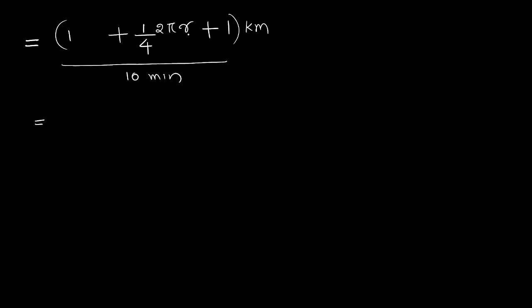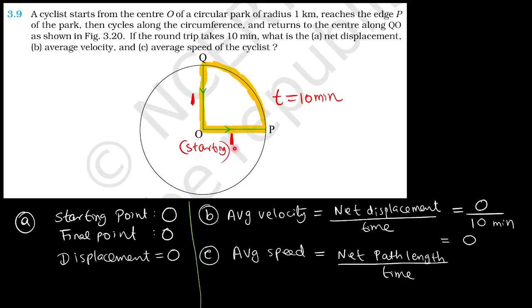Yes, sir. 1 plus 1. 1 plus 1 is 2, correct? 2 by 4 is 1 by 2. Pi is 3.14, studied in the lower classes. Sir, we can write it as 22 by 7 also. Yes, no problem, 22 by 7 is also okay, but still you have to do the division after that. Pi is 3.14. R is the radius. Radius is 1.